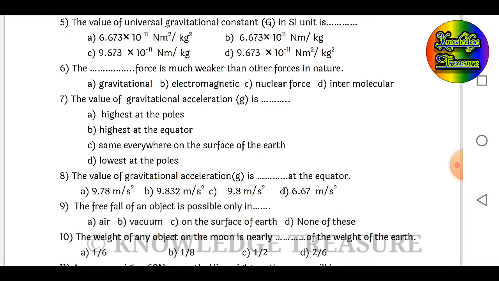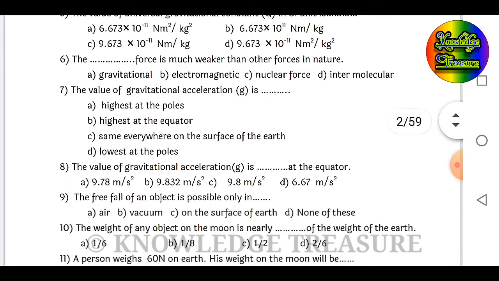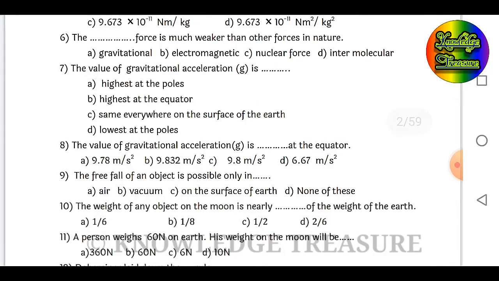8. The value of gravitational acceleration is dash at the equator. A. 9.78 meter per second square. B. 9.832 meter per second square. C. 9.8 meter per second square. D. 6.67 meter per second square. The correct answer is A. 9.78 meter per second square.